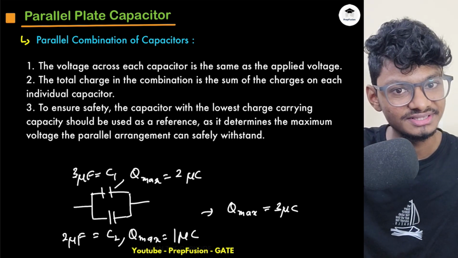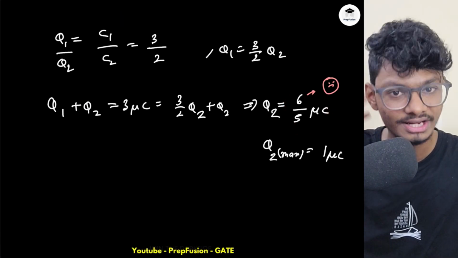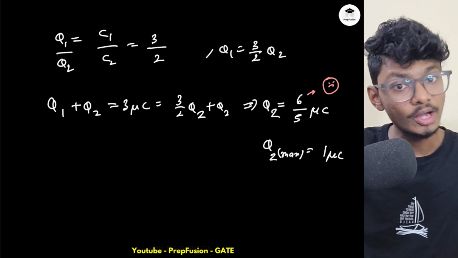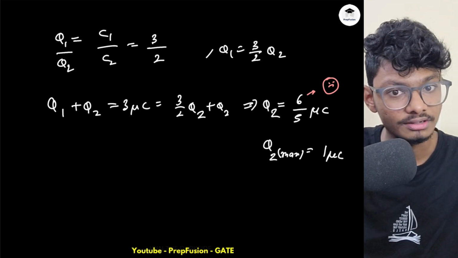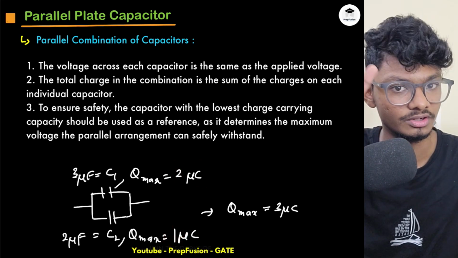But what are you doing? You have given 6 by 5 microcoulomb. Will it be able to sustain that amount of charge? No, it will get damaged, because there will be a huge electric field and the dielectric will get damaged. So I cannot use it. So what went wrong here? You did this simple addition, right? This is where you went wrong.